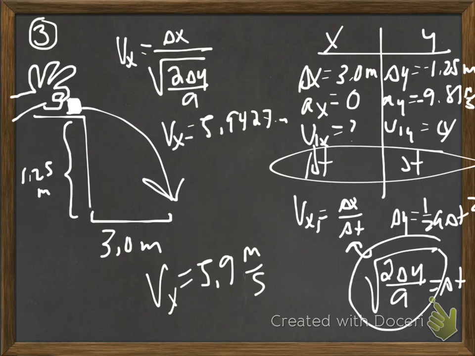Okay, so we have all our variables on the x, all our variables on the y, creating this expression on the x, this expression on the y, solving and inserting, we get a Vx of 5.9 meters per second. Questions, comments, concerns?